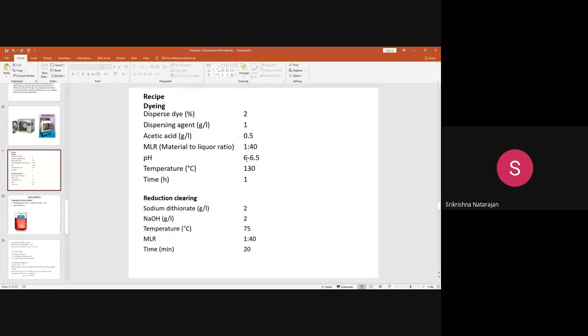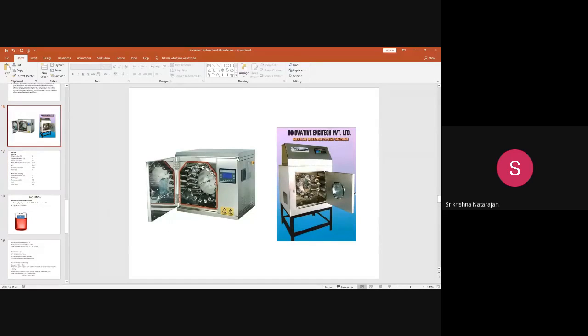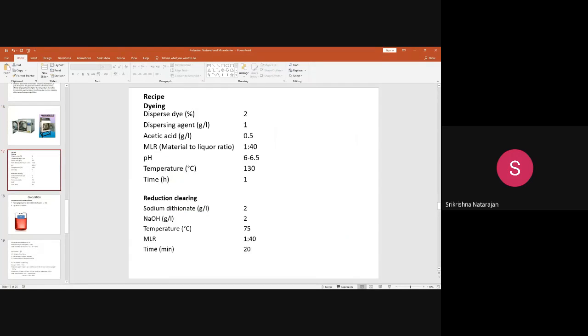Okay, and another important thing is the temperature should be 130 degrees centigrade, because it's a high temperature, high pressure. Okay, so pressure, how much you should set, that is automatically set by the machine itself. It will be around say 2.5 to 3 kilogram per centimeter square, because it's a high temperature, high pressure machine. Okay, so 130 degrees centigrade and pressure is automatically set, and time, how much time you have to take, you have to do the dyeing for 1 hour.